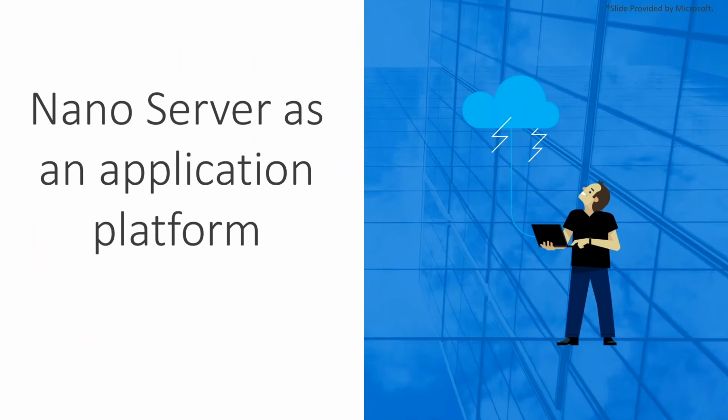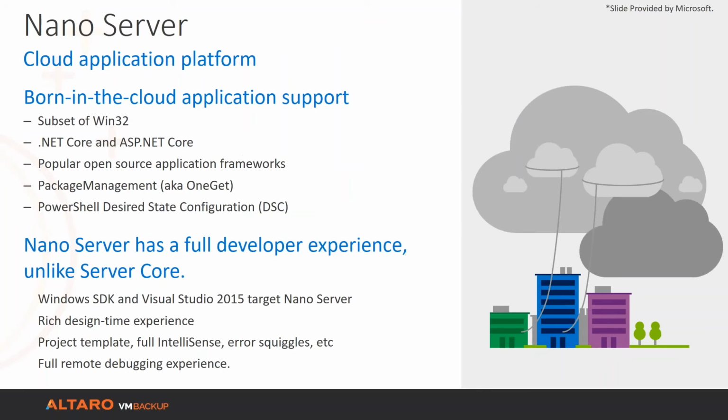Now, let me talk some about Nano Server being an application platform. As I mentioned, it's really about born-in-the-cloud applications, things written to those cloud patterns. So there is a subset of Win32 available in Nano Server. I mentioned .NET Core and ASP.NET Core. We also have support for a lot of the popular open source application frameworks. We've got some blogs on the Nano Server blog about installing Node.js, Python, and others, which all install on top of Nano Server. So if you have apps written to those, you can host them on top of a Nano Server container. Then we have package management, or OneGet, that allows you to download and install whatever packages you might need, as well as PowerShell and PowerShell Desired State Configuration.